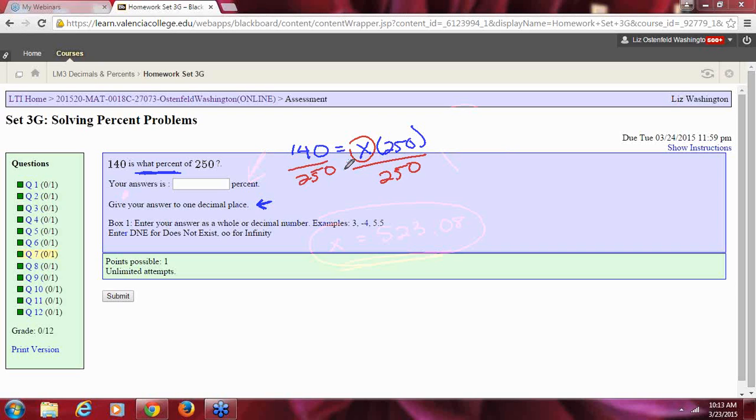Okay, so I'm going to get 140 divided by 250, which gives me a decimal of x equals 0.56. Now, it says give your answer to 1 decimal place. Okay, fine. So I'm going to say that this 6 would make this 5 a 6. So I'm going to go with 0.6. But again, it's a percent. So it's not 0.6%. It's 60%. So let's see if it likes me. And if not, we'll figure it out until it does.